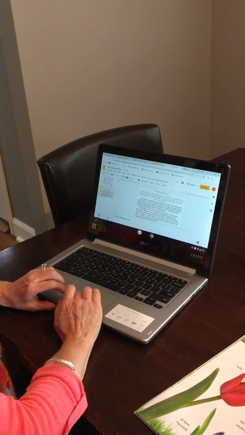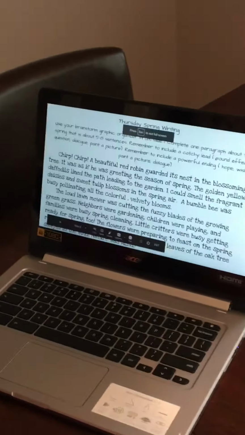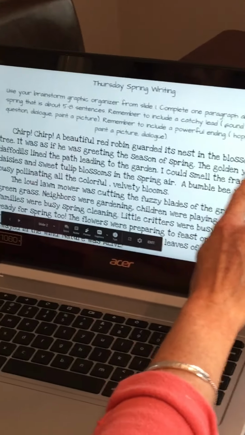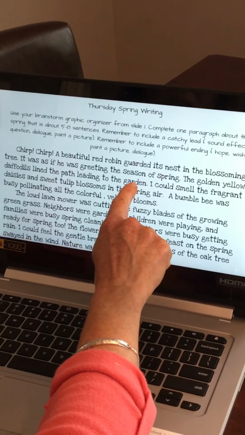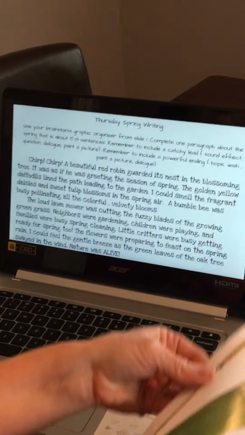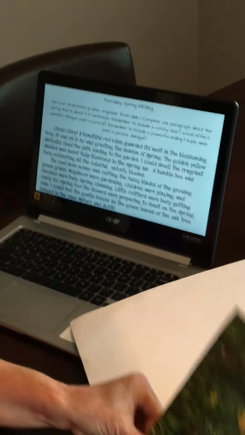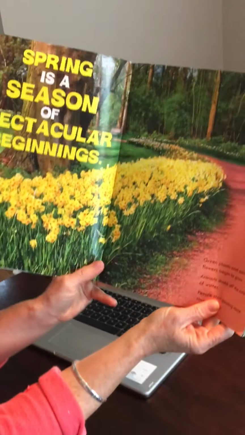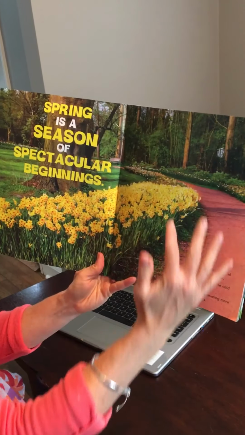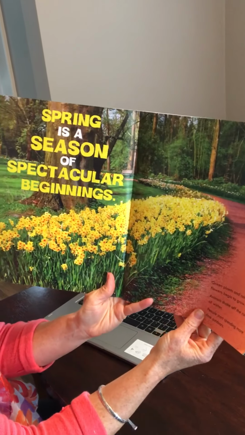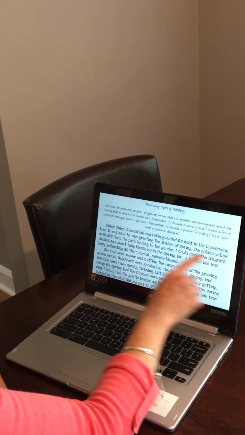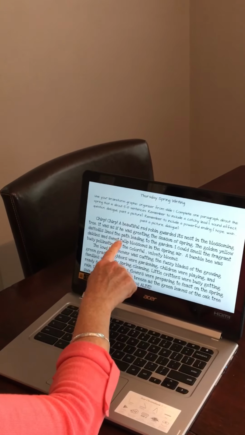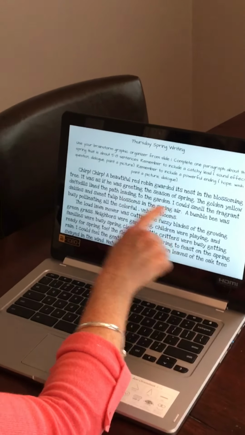So I'm going to go back to my writing and show you how I took that organizer and I put, the golden yellow daffodils line the path leading to the garden. And I remembered the book that we read, and I remembered those yellow flowers kind of lining the path. So that's where I got my thoughts from the story. I could smell the fragrant daisies and sweet tulip blossoms in the spring air.